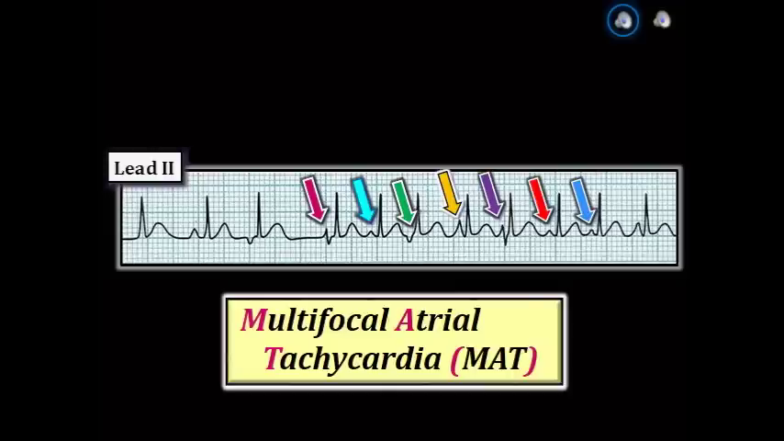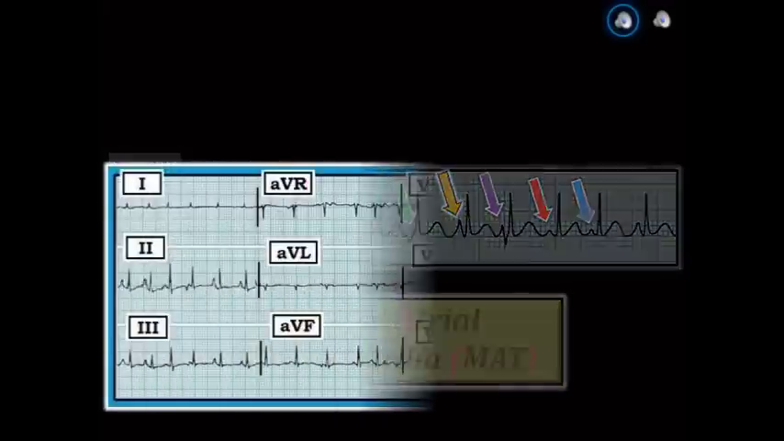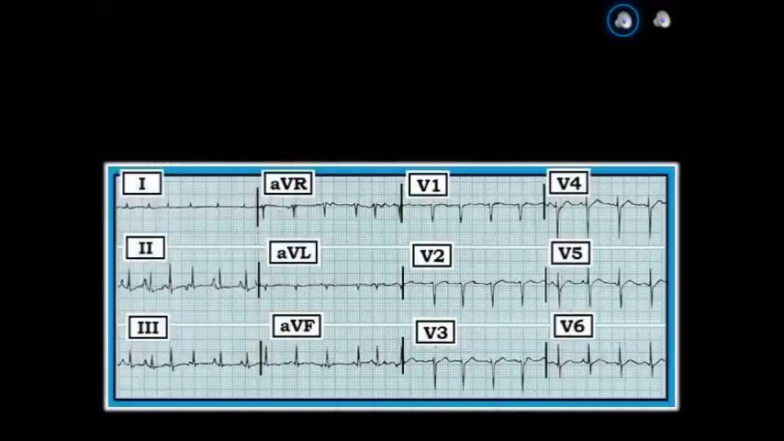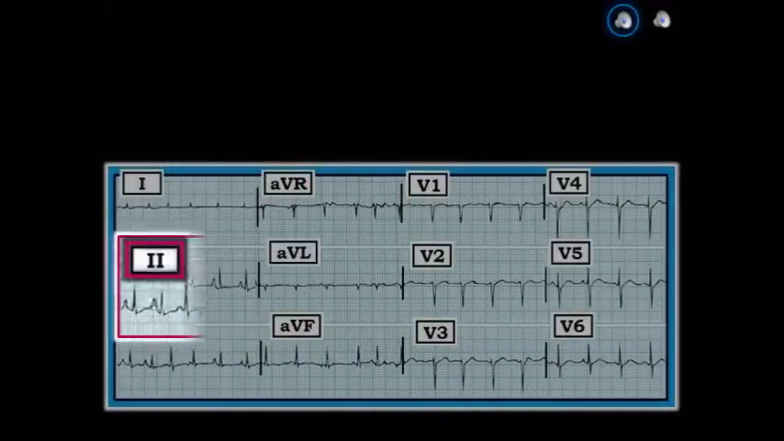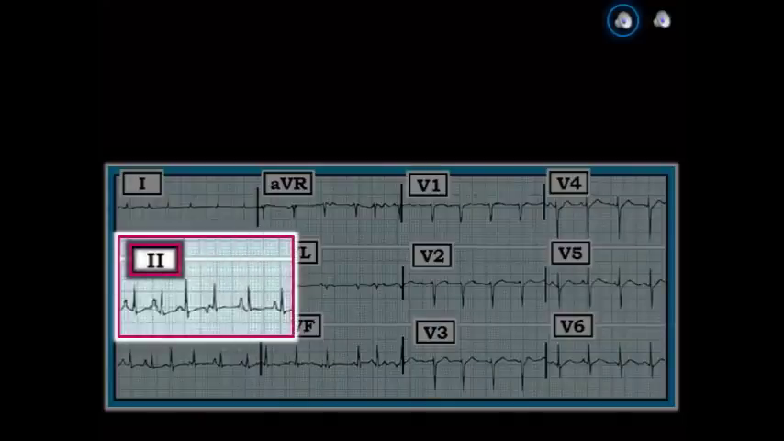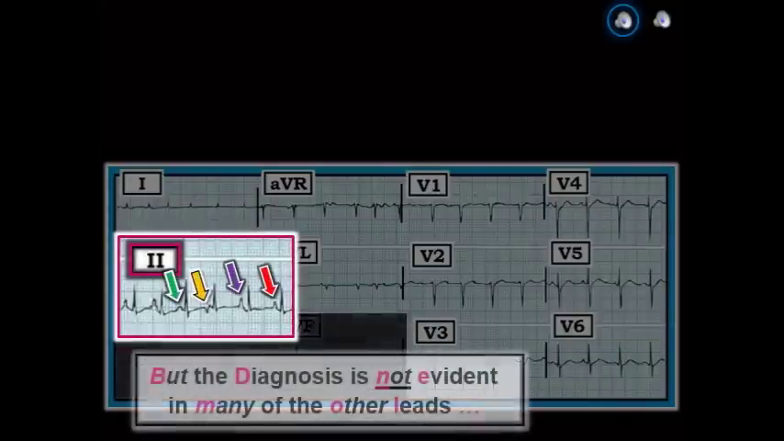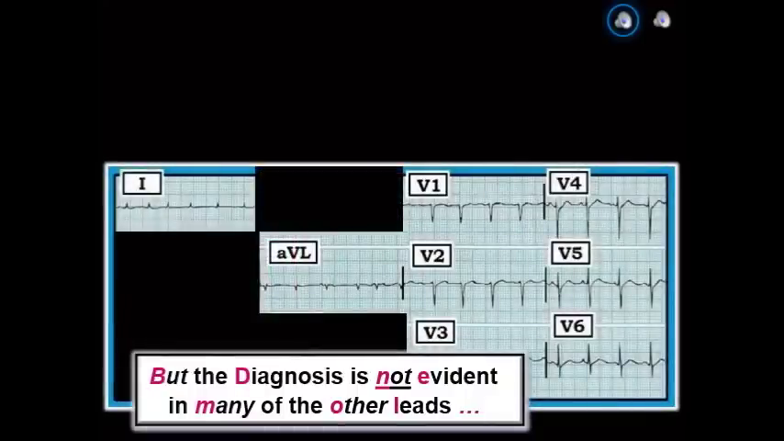For example, consider this 12-lead ECG. The diagnosis of MAT is obvious if one looks at lead 2, but if leads other than lead 2 were being monitored, distinction from AFib might be nearly impossible to make. Overall, AFib is much more common than MAT, but because of the different approach to management, it's important to recognize MAT when it does occur.